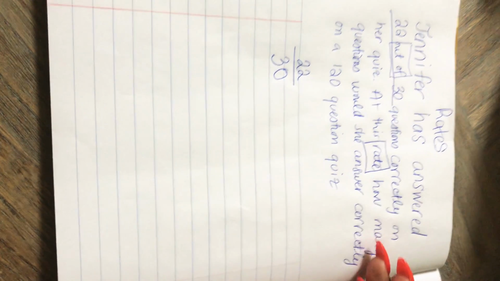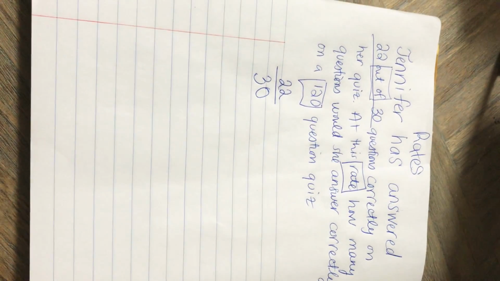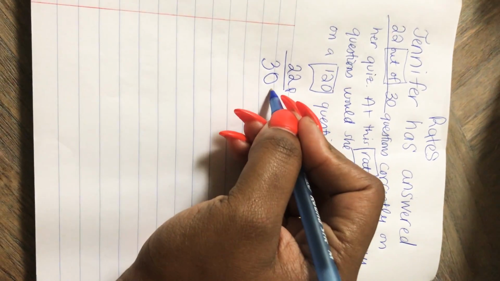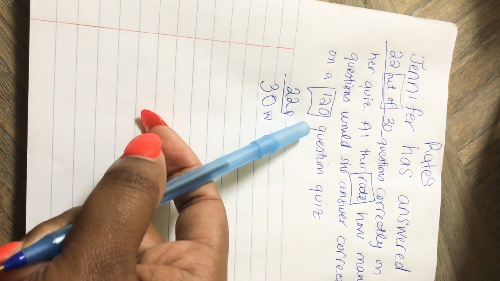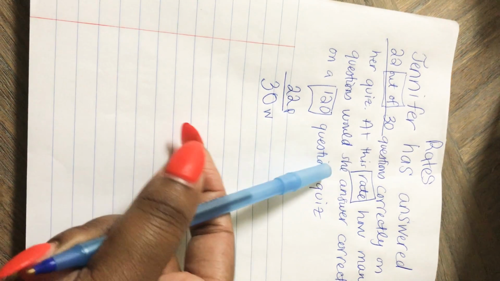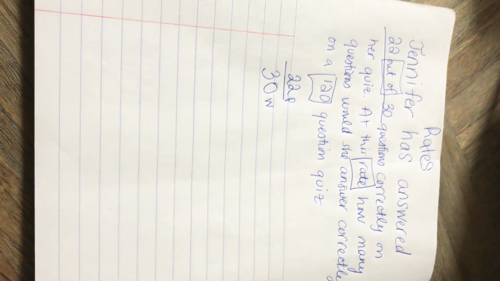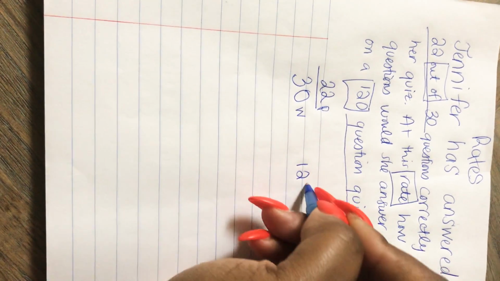The next thing I would do is go back into the question and figure out what value goes with the other number that was mentioned. Whenever we create a fraction, we want to think of it as a part over a whole. The third value in the question says, at this rate, how many questions would she answer correctly on a 120 question quiz? Now I have to think to myself, would this be more of a part or a whole? Well, since they said the whole quiz is only 120 questions, I know that it will be a whole. So I'll go ahead and match it up with my 30.